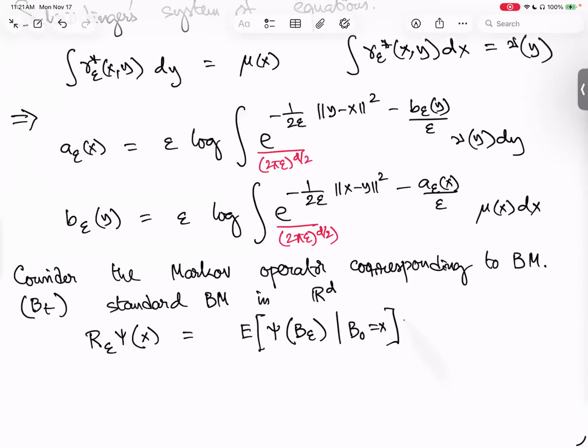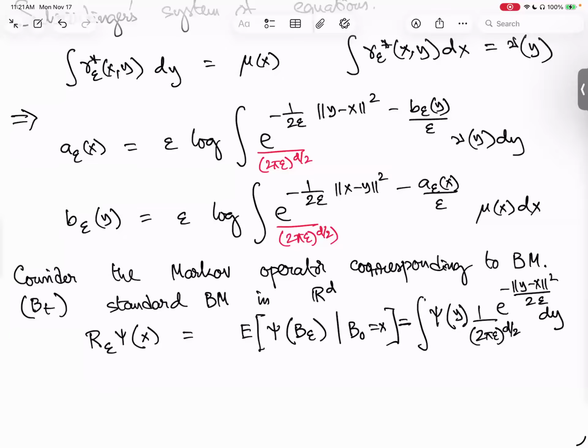So if I write it in terms of the transition kernel, I would get that this is equal to the integral of psi of y times 1 over the square root of 2 pi epsilon to the power d over 2, times e to the power minus the norm squared of y minus x over twice epsilon, dy. Do you get what I'm saying?